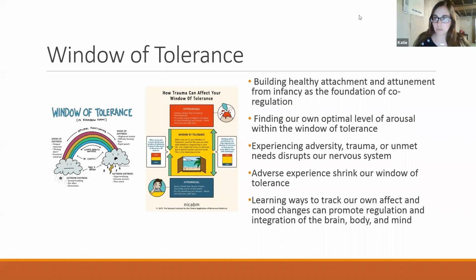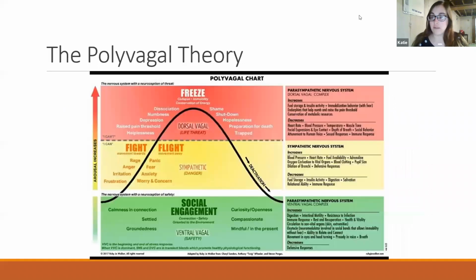Because when you get there, what we know is, this is the polyvagal theory by Stephen Porges. This is kind of like the description of trauma. So you can think of this as a stoplight. In the green zone is the ability to socially engage.